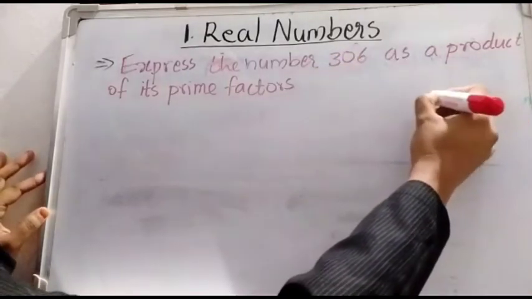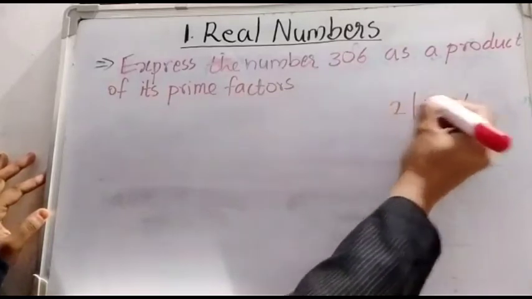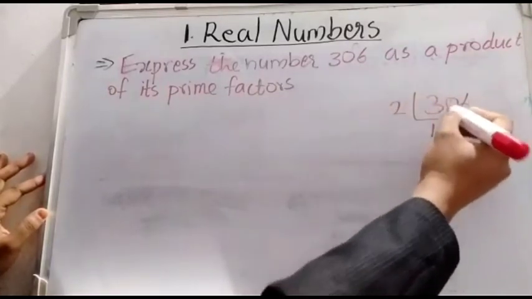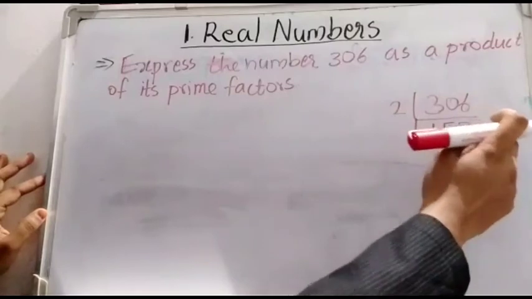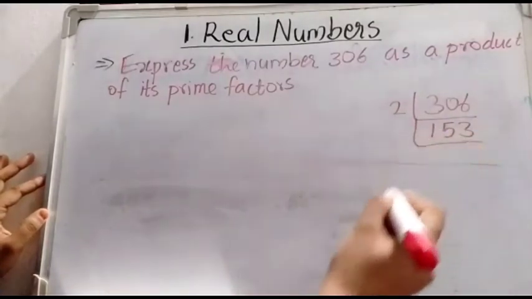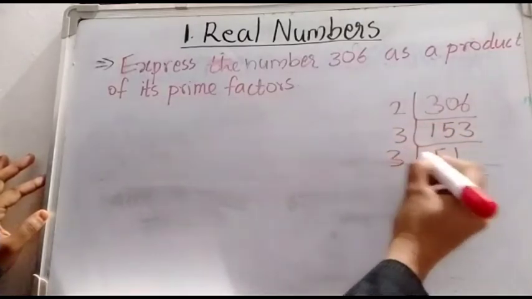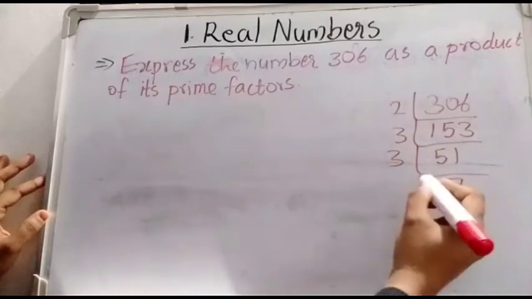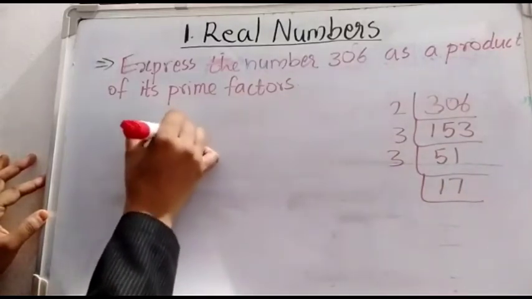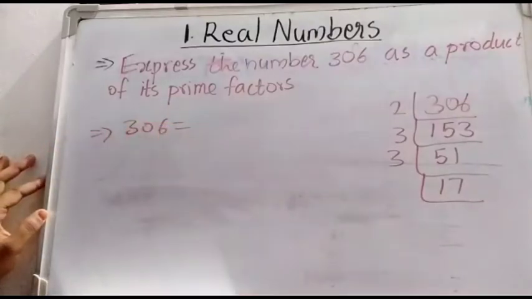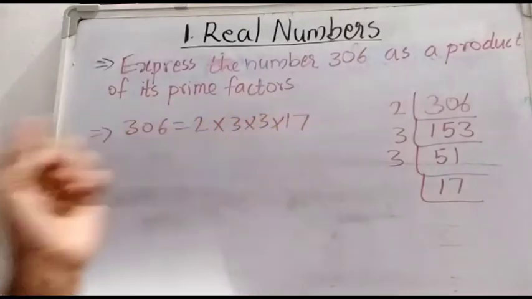306 factorization. Start with 2: 306 divided by 2 is 153. Next step, 2 is not possible, so take 3. 3 is also a prime number. 153 divided by 3 is 51, and in 51 again 3, giving 17. So we can express this composite number 306 as the product of these prime factors: 2 into 3 into 3 into 17. 17 is also a prime number.